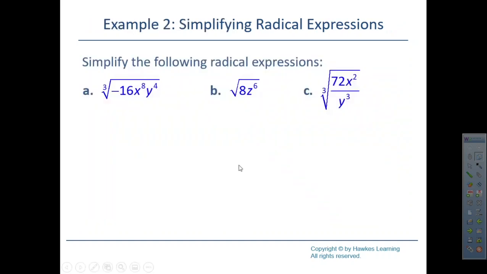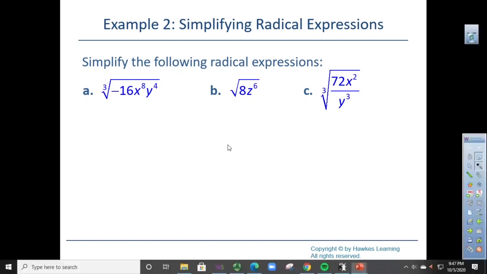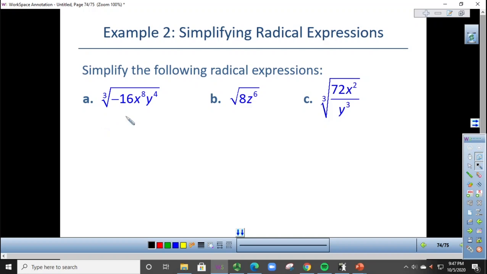Alright, so if we look at a couple of examples, this first one we need to evaluate the cube root of negative 16 x to the 8th power y to the 4th. I'm going to show you two different ways of looking at this and then you decide which way works best for you. The first way is to prime factor this out. Because this is negative and the index is odd, I know that this can happen. Just remember that whatever term I decide to pull out, that negative 1 is going to attach when I bring it out.